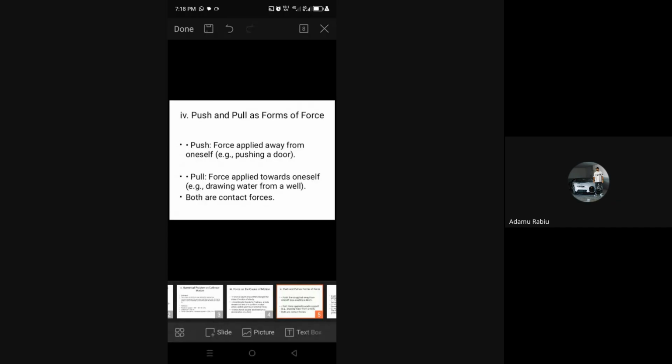Both of them are contact forces. Why are they contact forces? Because for you to push or pull, you must touch that object. You can't push an object without touching the object, except you are Merlin, you want to do magic. So for you to push an object, you must be in contact with that object, either using your hands or your legs, whatever.